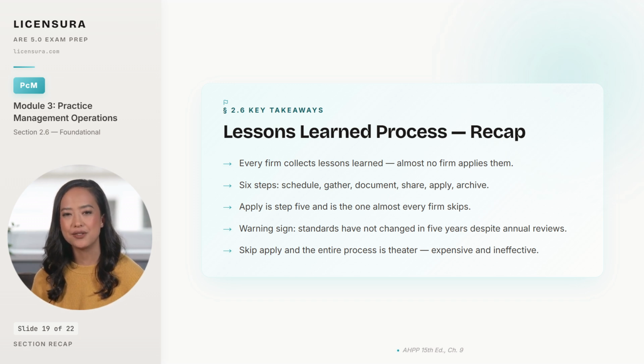Third, step 5, apply, is the one almost every firm skips because it requires somebody to actually update the firm's standards, details, procedures, and templates rather than just file a report. Fourth, the clearest warning sign that a firm has skipped the apply step is that its working standards have not changed in 5 years, despite an annual lessons learned ritual at every project close.